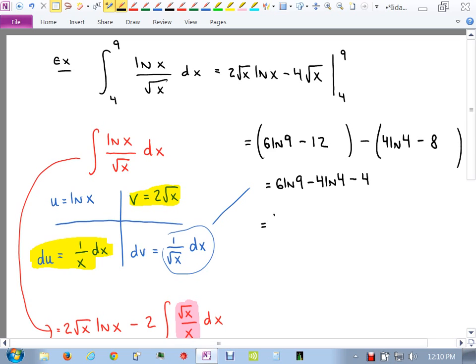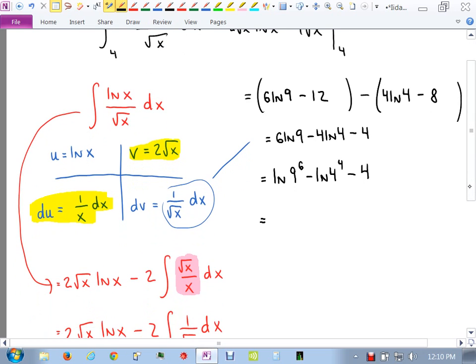But this is equal to natural log of 9 to the 6th power minus natural log of 4 to the 4th power minus 4. What did I do there? Properties of logs, right? You can always take a power, pull it out front, or you can always take the number in front and push it up as a power. Why would I do that? Because my next line, I'm going to use another property of logs that says if you have 2 logs being subtracted, you can turn it into 1 log with division. So I can go natural log of 9 to the 6th over 4 to the 4th minus 4.